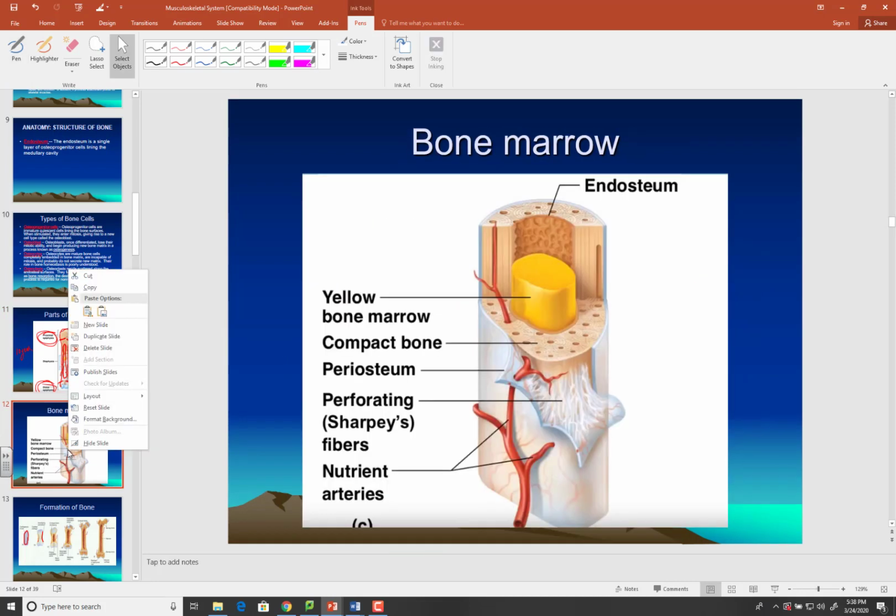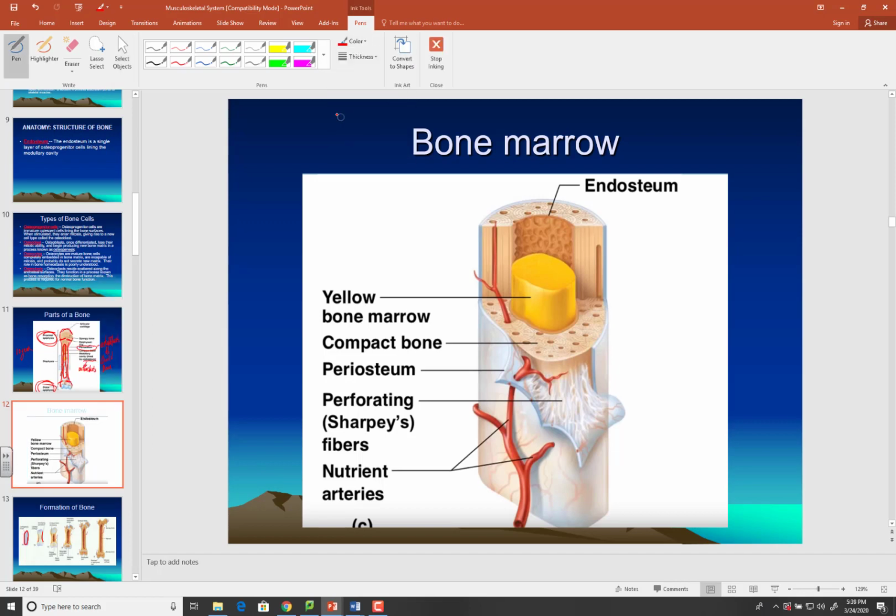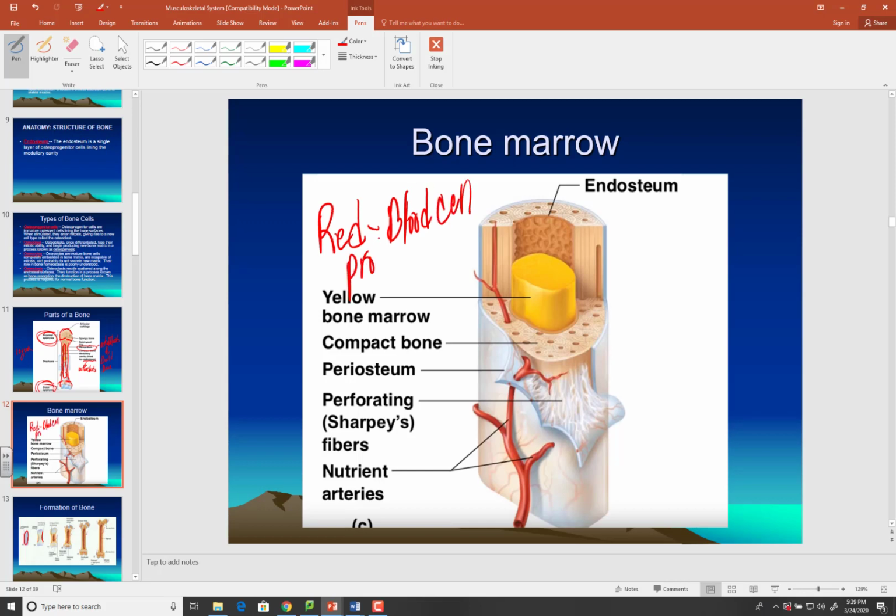Now, let's take a little closer look at the inside of the bone. And I talked to you about yellow marrow, right? So there's red marrow, and red marrow is involved in hematopoiesis, or blood cell production. But then you also have yellow marrow, and yellow marrow is basically fat. But here's the interesting point. In times of severe bleeding, yellow marrow can actually get converted to red marrow and begin the process of making more red blood cells.